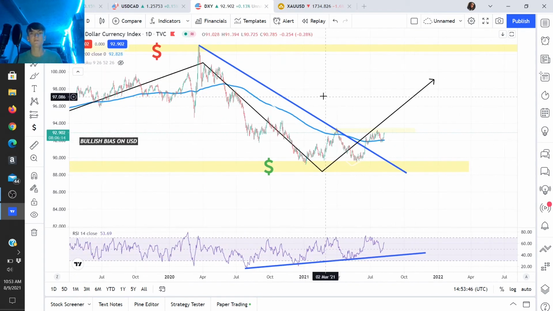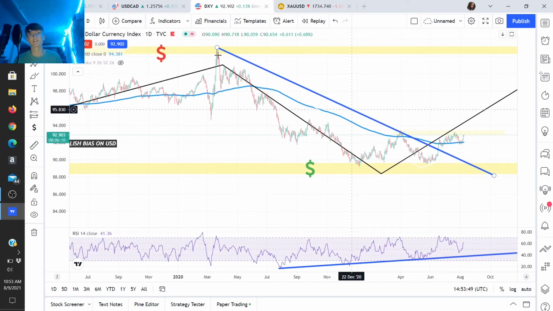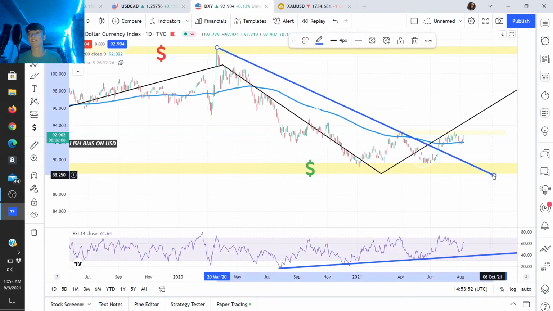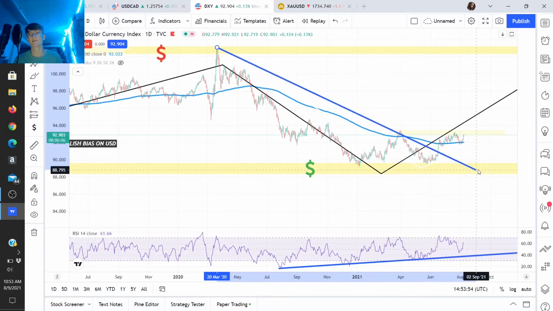And now we see this kind of break of trend, right? Break of trend to the upside. You could put the trend line like this, you could put the trend line like this, whatever it may be.